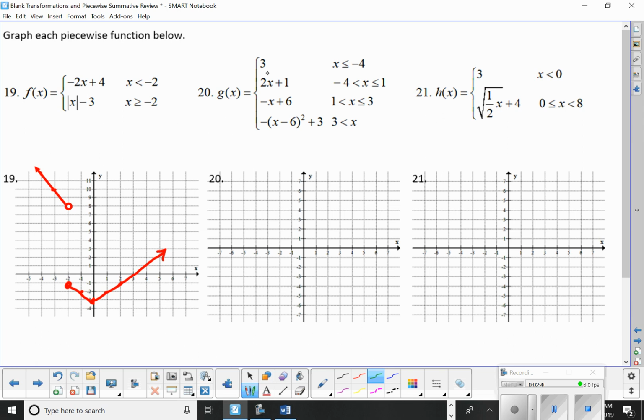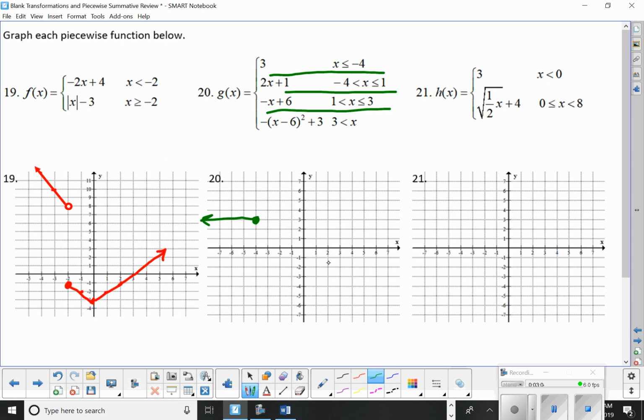Number 20. This has got 4 different pieces. So we're going to do each piece individually. This first piece is a horizontal line because y is 3. Yay, I can do that. Anytime x is less than or equal to -4, y is 3. So I can do my horizontal line here.